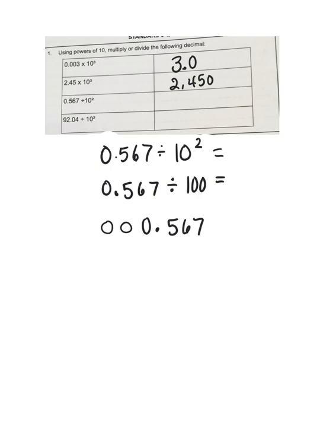This number is going to get really tiny because when you divide, your decimal point moves to the left instead of to the right, because your number is getting smaller. So I'm going to move my decimal point 2 place value positions to the left because 100 has 2 zeros in it. I'm going to move it 1, 2 spots to the left, and now I have this super tiny number.